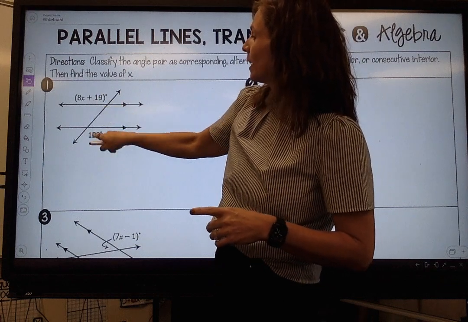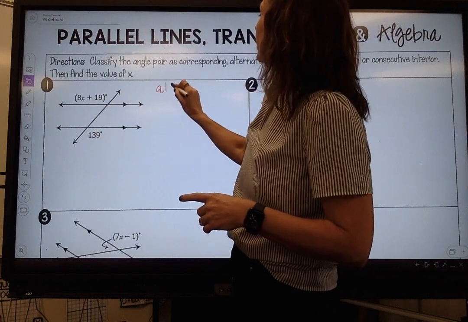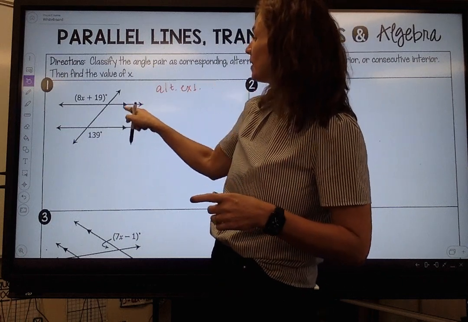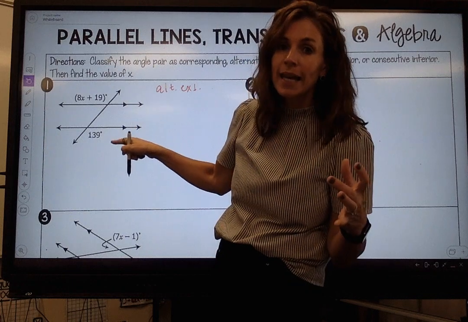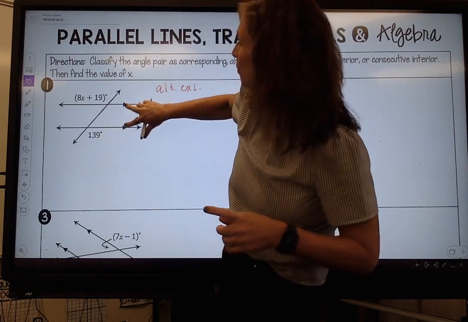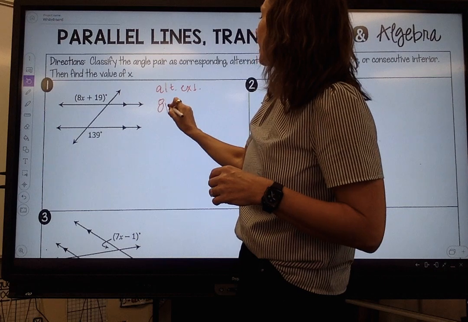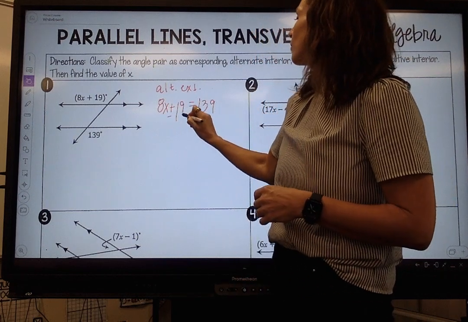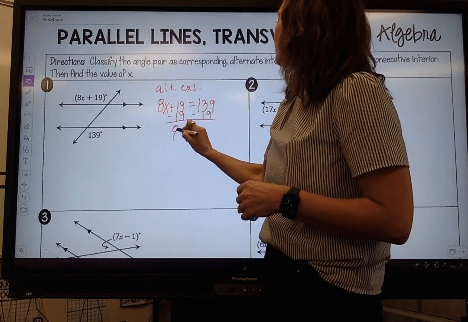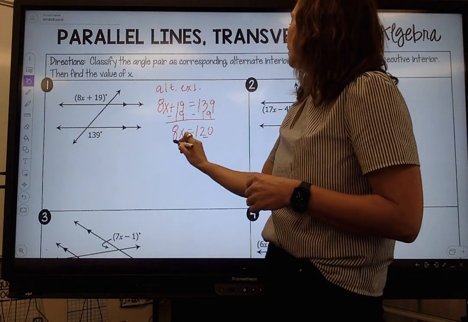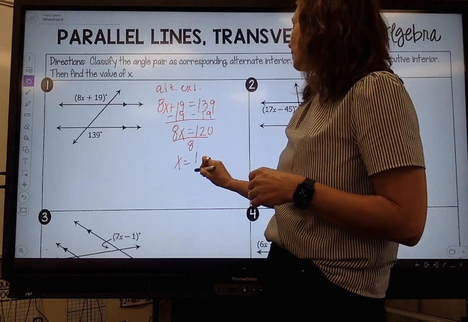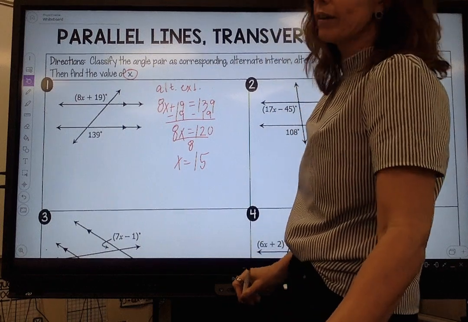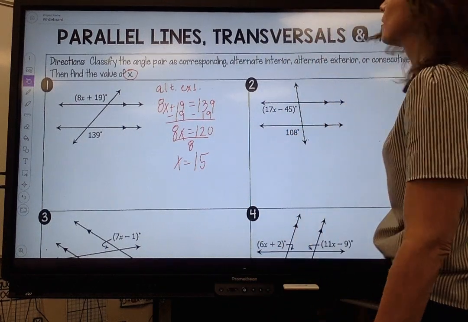These are alternating exterior angles. Alternating exterior angles we know are congruent because these lines are parallel. The only reason I can say this is because it's telling me that these lines are parallel. So I have 8x plus 19 equals 139. Subtract 19 from both sides. 8x equals 120. Divide by 8. x equals 15. It's wanting me to find the value of x, so that's all I'm going to do. I'm finding the value of x.